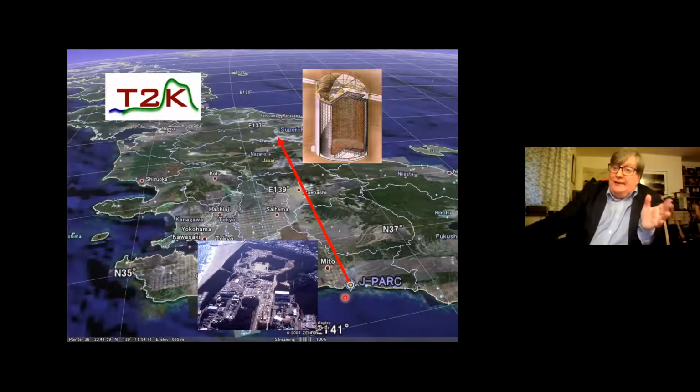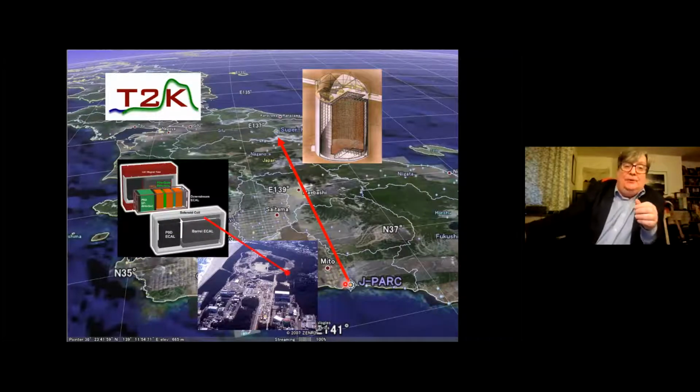In order to do that, we had to make very sensitive measurements of the beam flux, the beam direction, the beam composition, because it's not possible using the techniques we did anyway to make a beam which is absolutely pure muon neutrinos. There will be some electron neutrinos in it as a contaminant, and those will be background, so you have to measure those. So in order to do all of that, we built a complex of near detectors at the J-PARC facility to measure the exact properties of the beam before the oscillations took place.